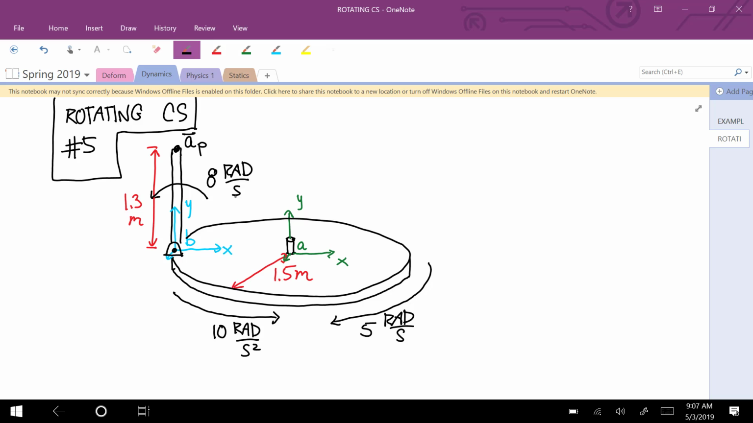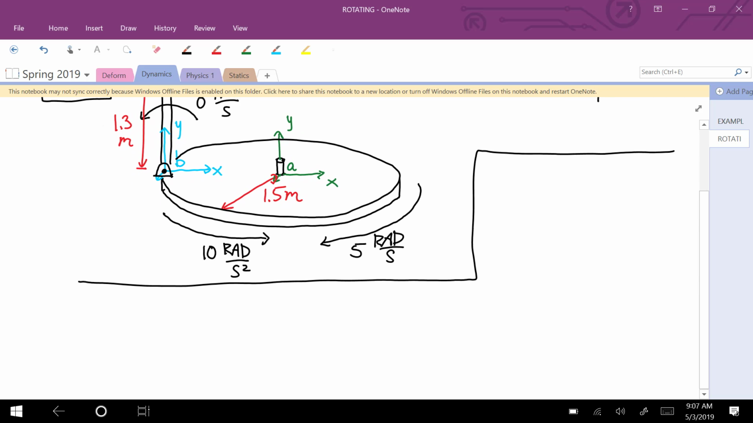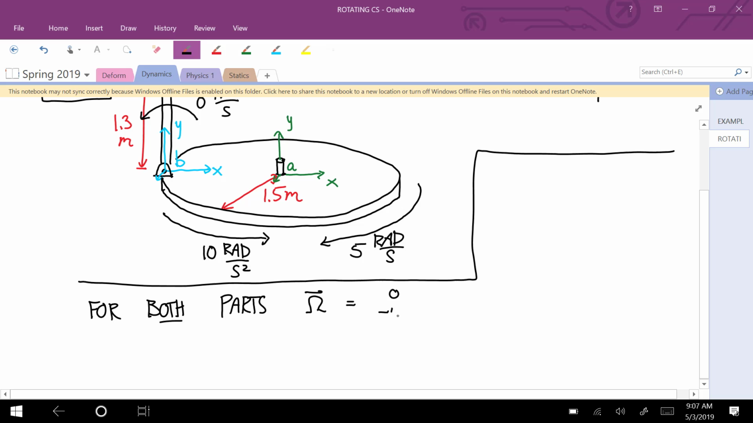So in both cases, we're trying to calculate A sub P. For both parts, both coordinate systems, the angular velocity of the coordinate system is 0, -5, 0. And the angular acceleration of the coordinate system is 0, +10, 0.